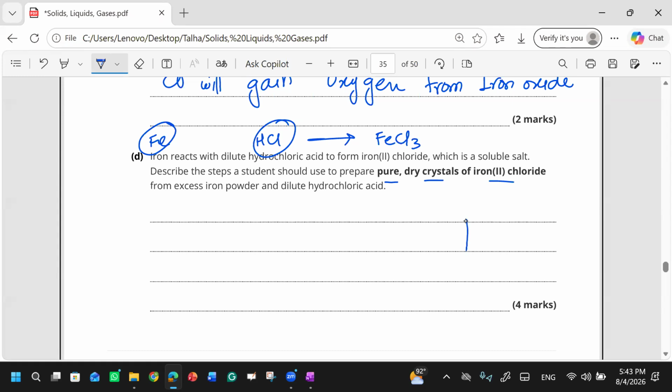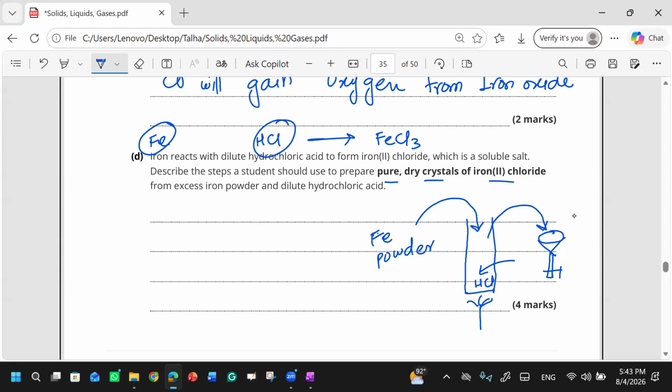Firstly, in the first step, we have hydrochloric acid. Let's suppose in this there is HCl. In this, you will add iron powder, which will be brownish red in color. Then you will warm it on the flame until it is completely mixed. What is the next step? Then we will filter it on the filter paper. So once you filter it, what will you get?